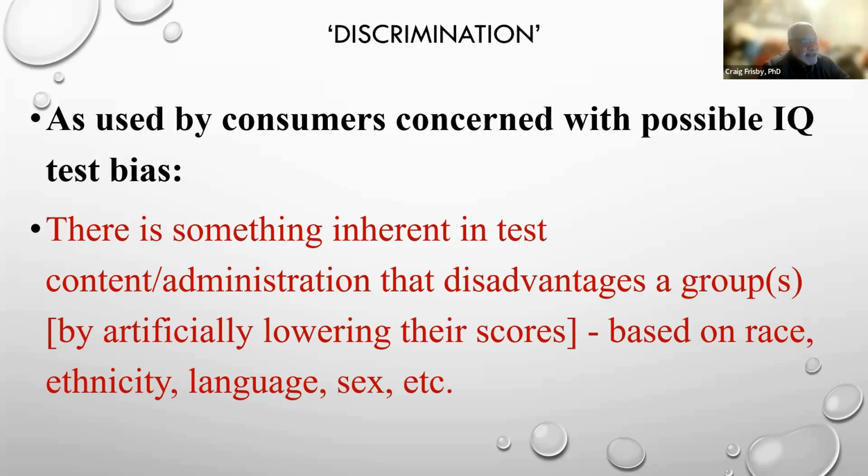And I'm going to need to really hurry up here. So another way that discrimination is used in testing is basically you're saying that there's something inherent in a test content or administration that puts test takers from certain groups at a disadvantage. You're saying that something is inherent in the test that is underestimating their true score or putting them at a disadvantage.